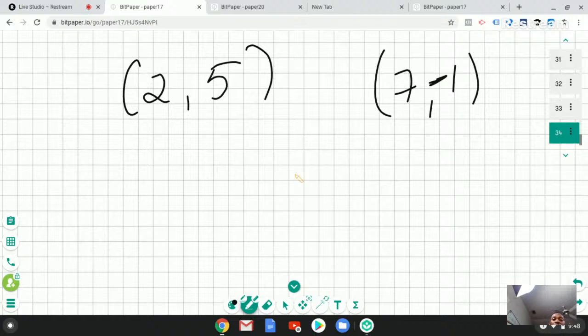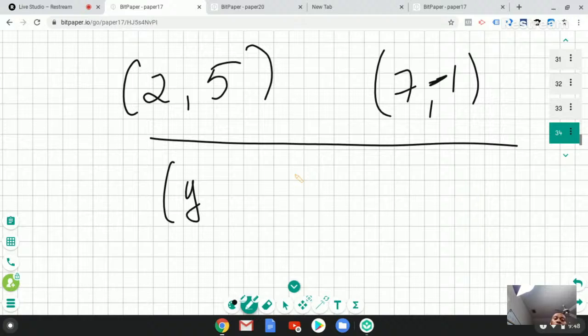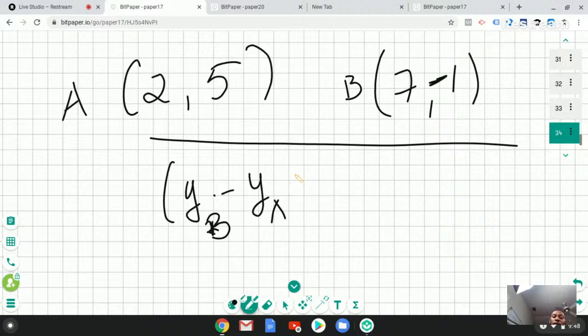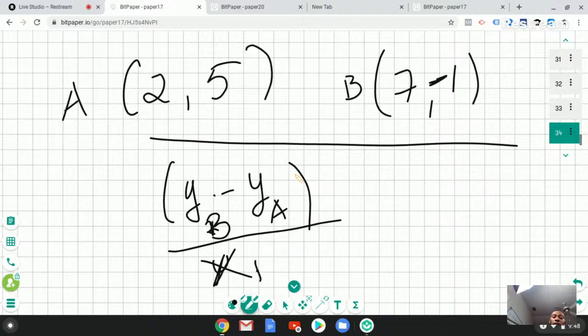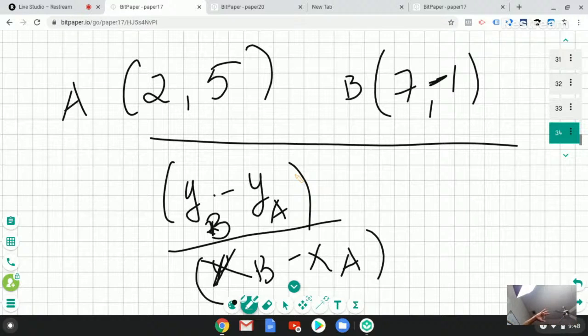Okay, so how do you find a slope between these 2 points? So it's easy. The formula for that is y2 minus y1, let's say. Let's call this point A, let's call this point B. So yB minus yA over xB minus xA. It's the same thing that they normally say, rise over run. So it's the difference in Y values divided by the difference in X values.